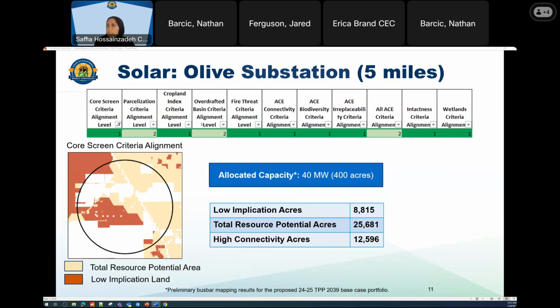Many of the other environmental factors are treated in a similar way, and so we can determine the alignment levels that way.